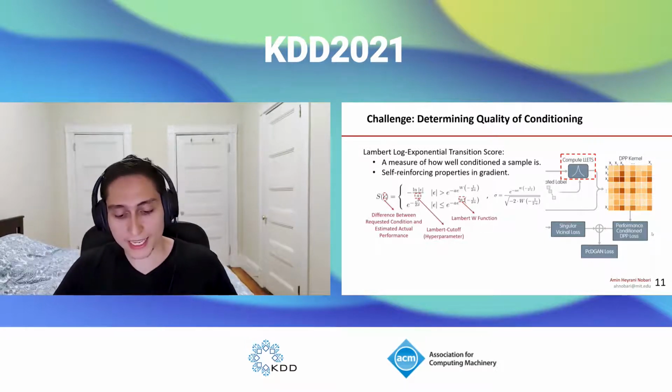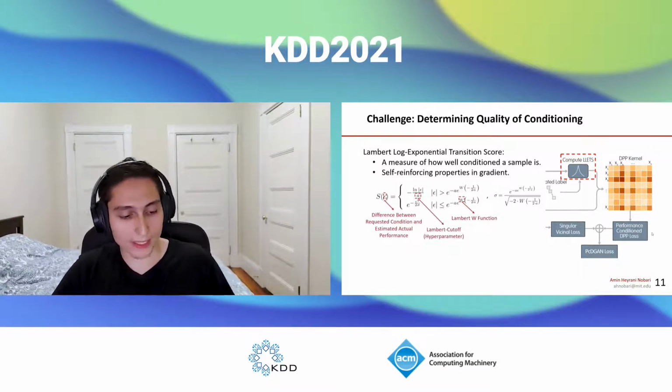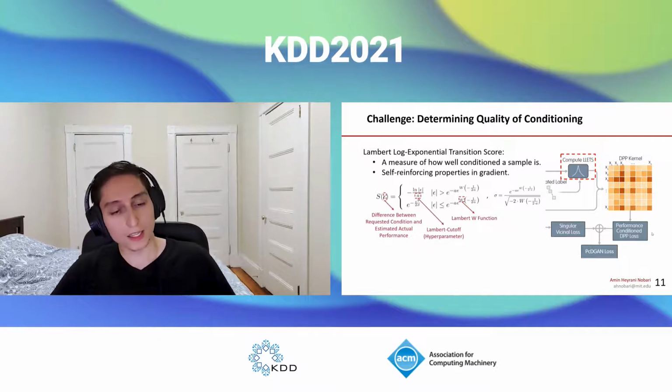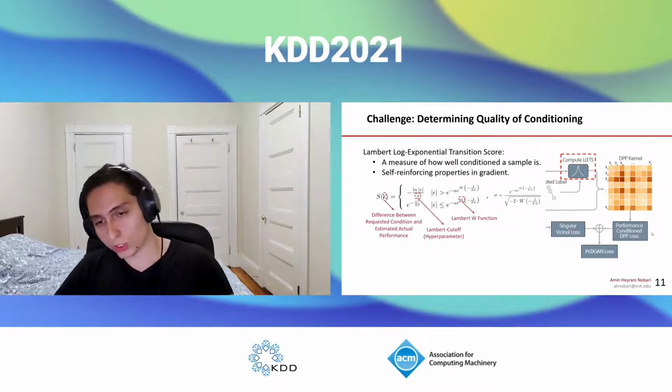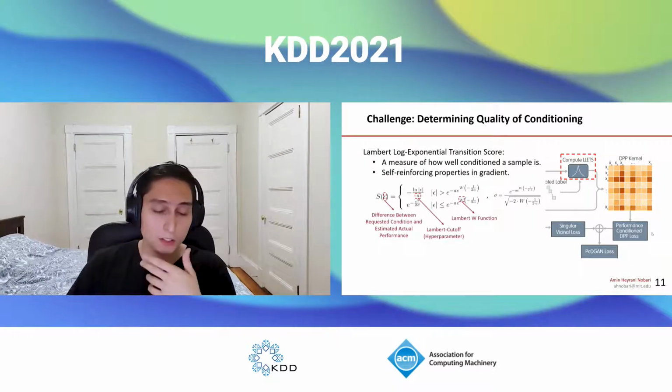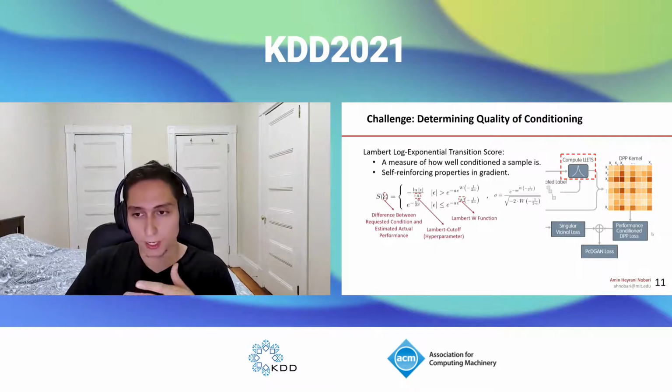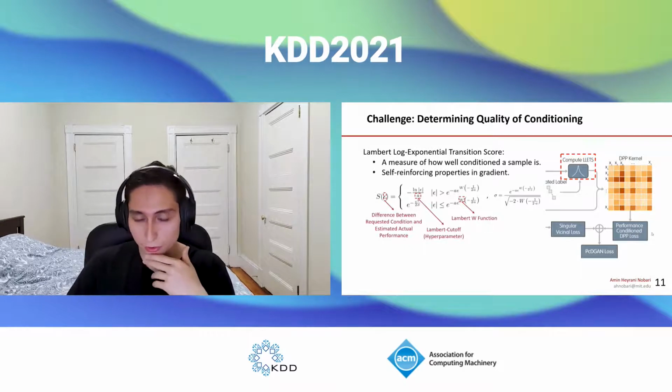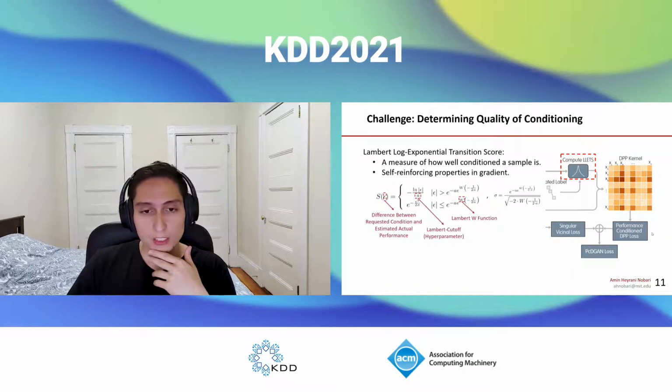Now, in GANs, it's been shown that giving more weight to samples with desirable features leads the GANs to generate those kinds of samples with more desirable features. So here, what we're trying to do is build that into this Lambert log exponential score. And we do this in this way.